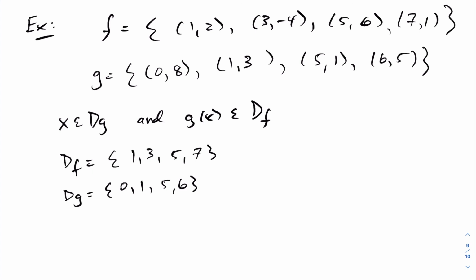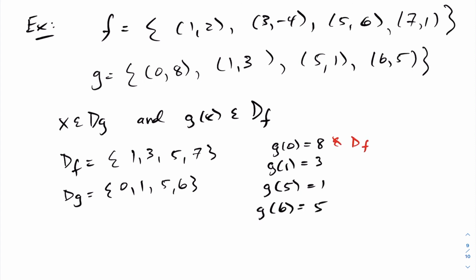So right away, notice some observations here. When g acts on 0, it outputs an 8. When g acts on 1, it outputs a 3. When g acts on 5, it outputs a 1. And lastly, when g acts at 6, it outputs a 5. 8 is not inside the domain of f. So therefore, this value here cannot be part of our input for our composition of functions. 3 is inside the domain of f. 1 is inside the domain of f. And 5 is inside the domain of f. So therefore, we can talk about all of these.